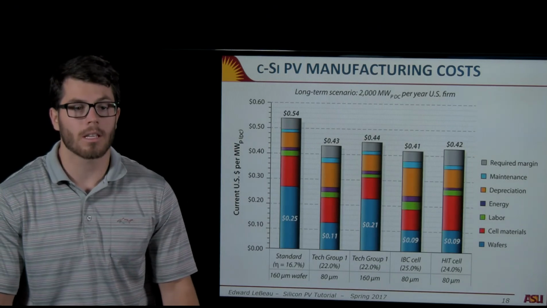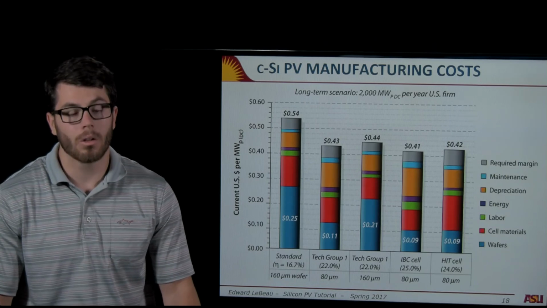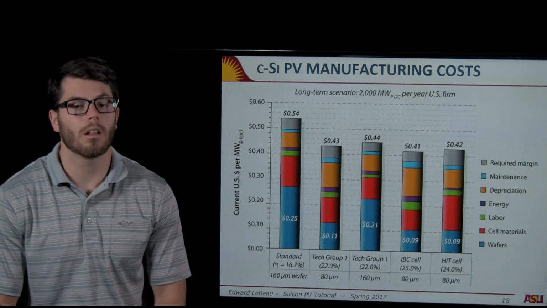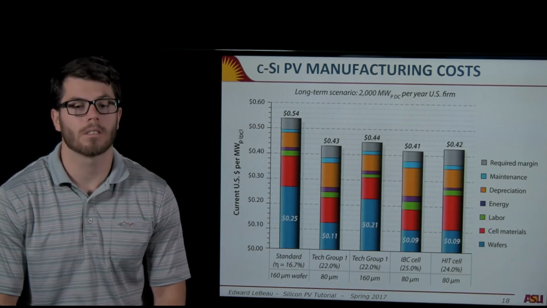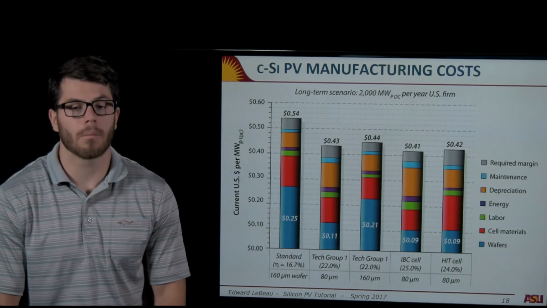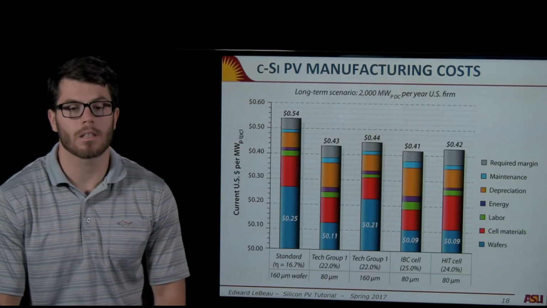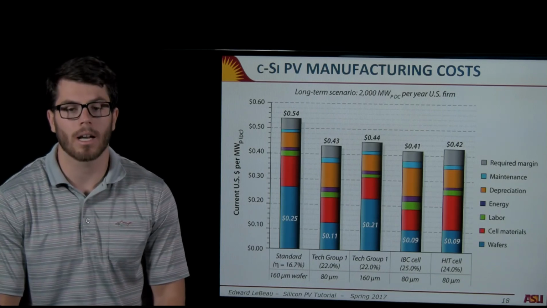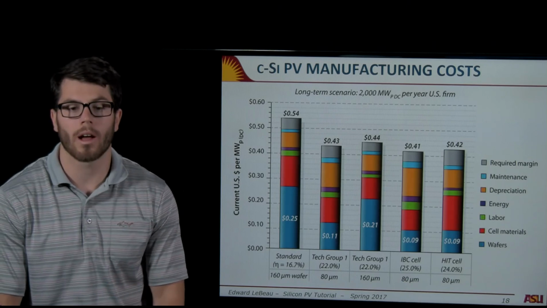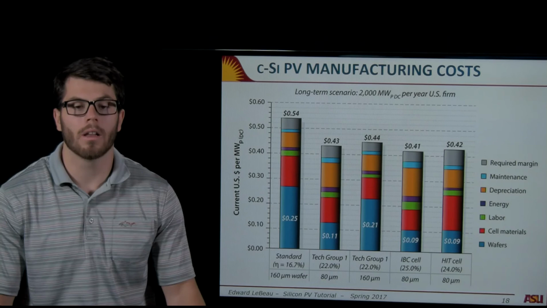Now, let's look at this. This is for 200 megawatts, and if you look at it, no longer is our technology Group 1 cell our best option. Now it's our IBC cell, our interdigitated back contact cell, that is actually the cheapest for it. And if you look at this, it's largely because the materials cost is only 9 cents, whereas with technology Group 1, it's either 11 or 21.